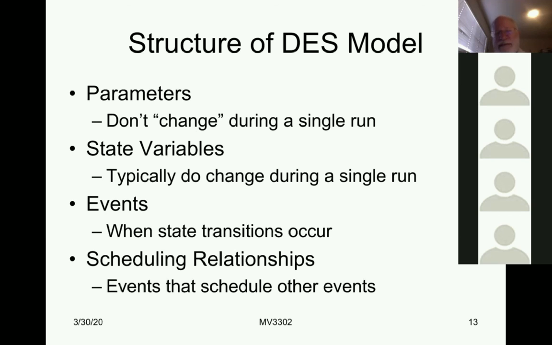Sometimes by chance it may not change, but typically we've defined state variables because they will be changing. If you have a variable that could never change, then it's not a state variable, it's a parameter. The events are when the state transitions occur, as we've discussed. And the scheduling relationships, and this is kind of the important thing, are the relationships between the events that schedule the other events.